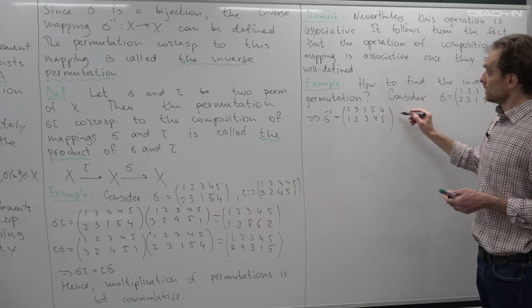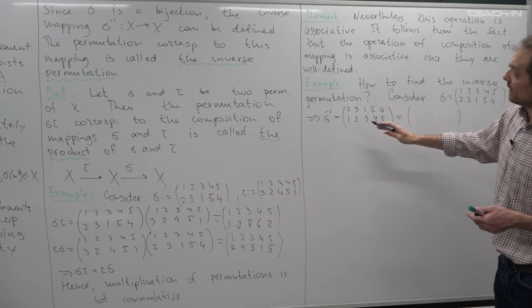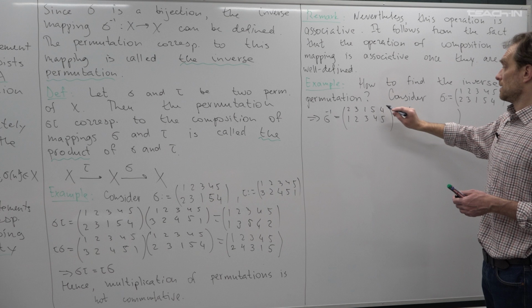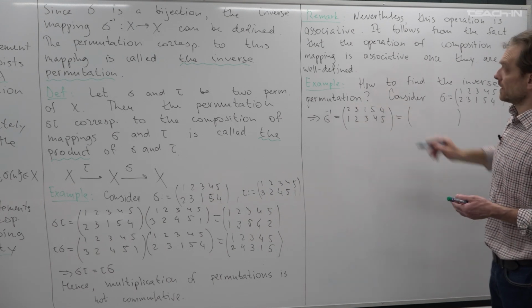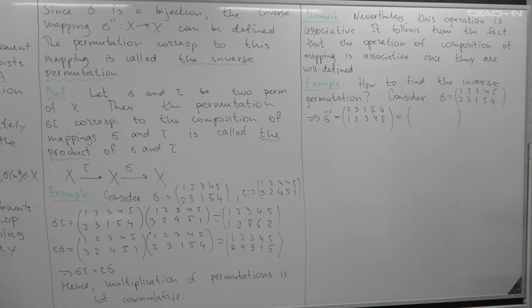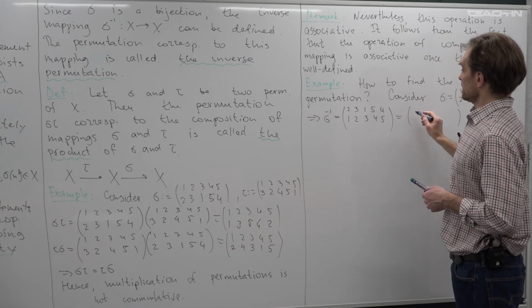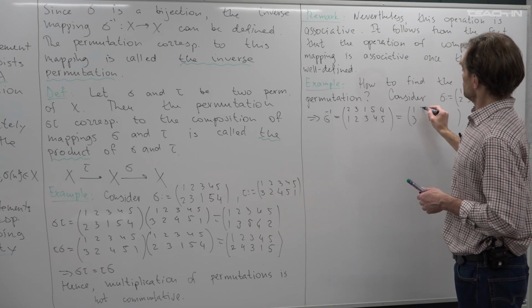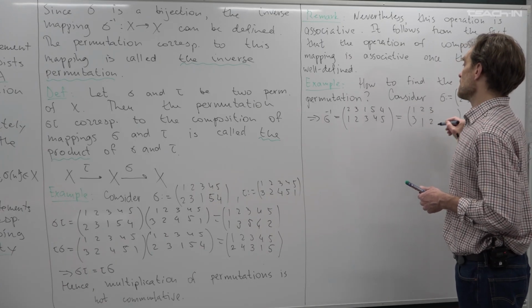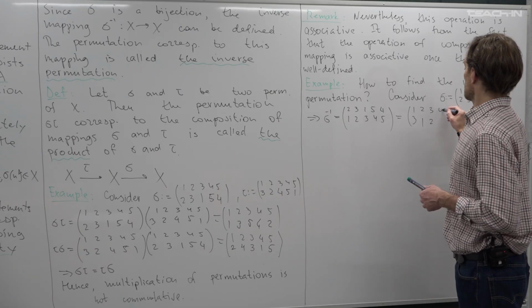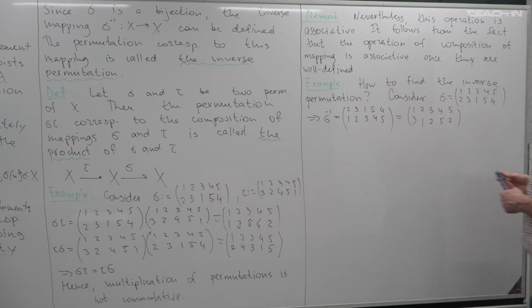And the only thing that we can do is to rearrange the numbers such that, so here the elements in the upper line are not ordered, so if we order them properly, then we will get the inverse permutation in the standard notation. So 1 goes to 3, then 2 goes to 1, then 3 goes to 2, then 4 goes to 5, and 5 goes to 4. Okay, so this is what we get, and so we can observe that if we multiply sigma by sigma to the minus 1 in every order, we get the identity.